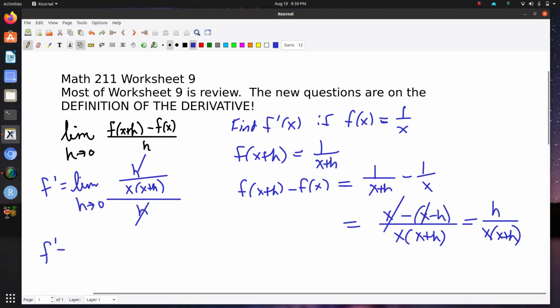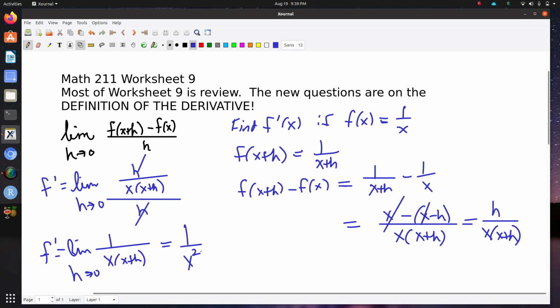So f prime is limit as h goes to 0, 1 over x times x plus h. And that now it's safe to let the h go to 0 and you get 1 over x squared. I feel like I'm missing a negative.